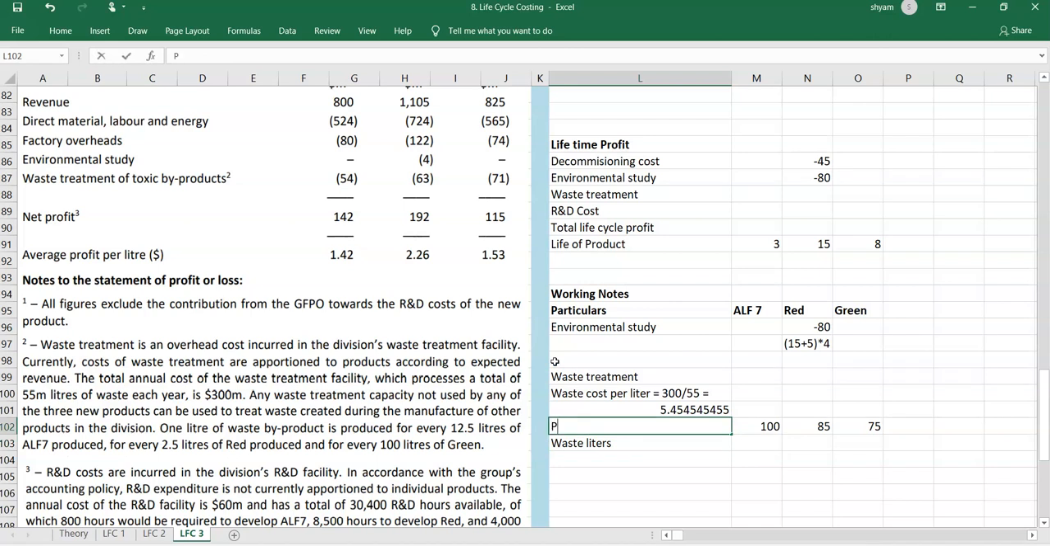Okay, so these are not waste liters, these are the production liters. Waste liters are going to be 12.5. Okay, 1 liter of waste will be produced for every 12.5 liters. Here it's going to be 1 liter for every 2.5 liters, and here it's going to be 1 liter for every 100 liters. Okay, so let's get these numbers properly.